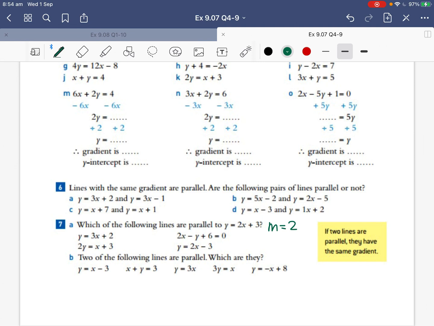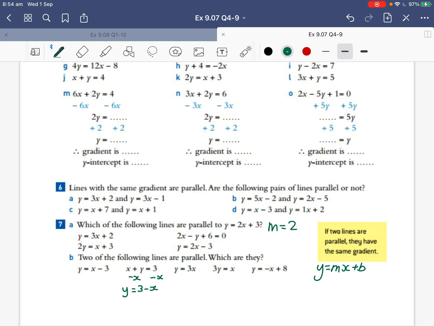Then, which of the following lines are parallel? So for this one, we want the 2 gradients to be the same. So what you want to do is rearrange each of the equations to be in the form of y equals mx plus b. So this first one's already in the form of y equals mx plus b, but this second one isn't. So we'd have to minus the x from both sides to get y equals 3 minus x.